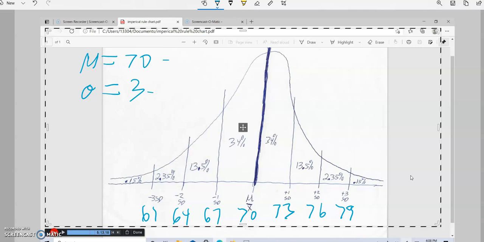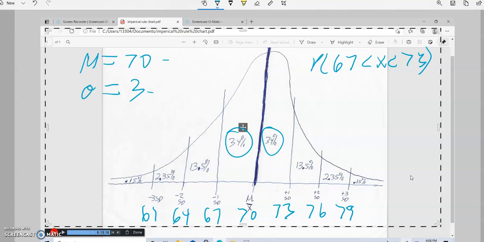So what if I said, what is the probability that if I randomly select one test score, that it's going to be between 67 and 73, okay? I'd have all these test scores, in little pieces of paper in a hat. What is the probability I pull one out that's between 67 and 73? Well, the probability that it's between 70 and 73 is 34%, okay? The probability that it's between 67 and 70 is also 34%, one higher, one lower, okay?